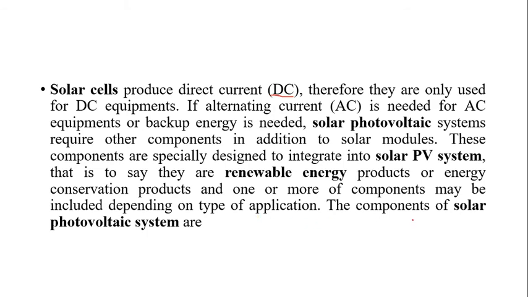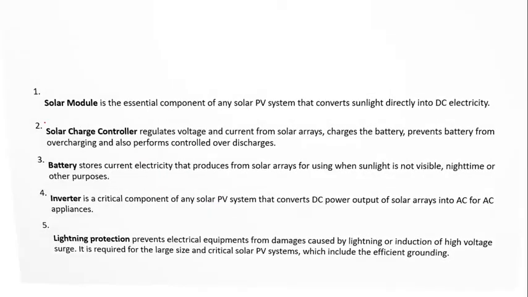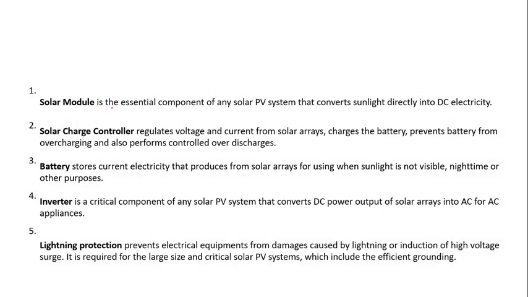And the components of the solar photovoltaic system are, which we already discussed, the first one, the solar module or PV array, which is the essential component of any solar PV system that converts sunlight into direct electricity, or we can say DC current. Now, the second one is the solar charge controller. What is the role of the solar charge controller? It regulates the voltage and current from the solar array, charges the battery, prevents the battery from overcharging, and also performs controlled over-discharge. Okay, this is the function of our solar charge controller.